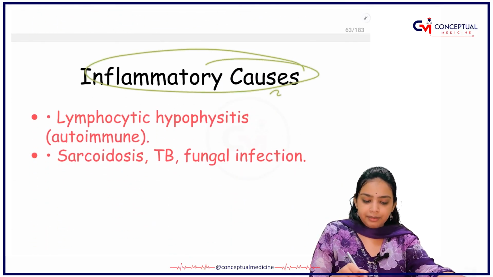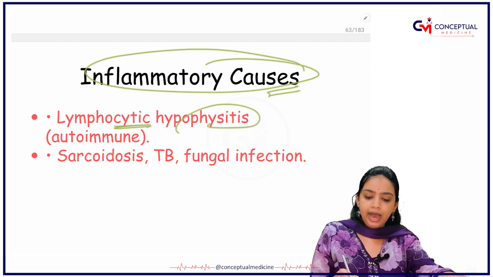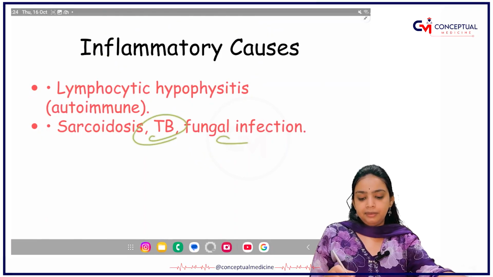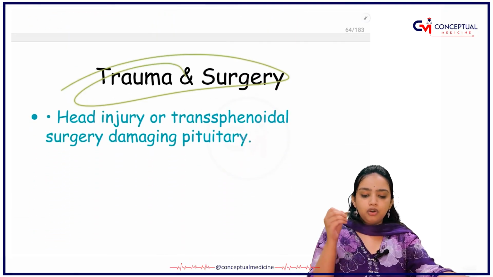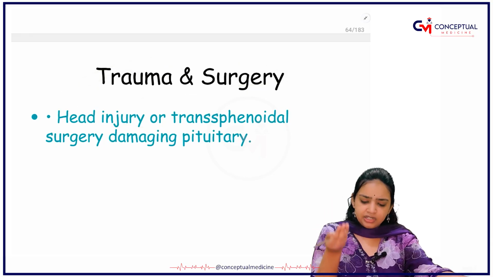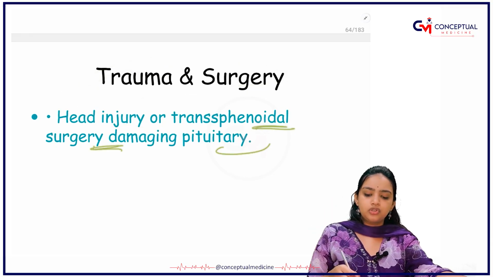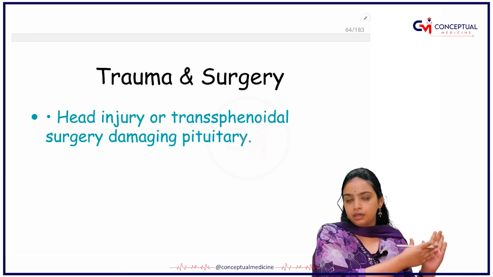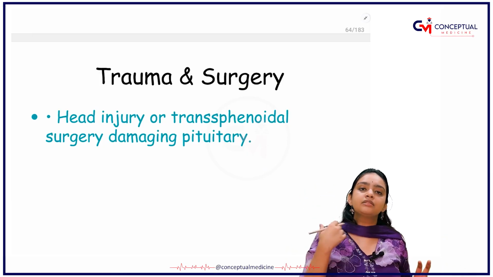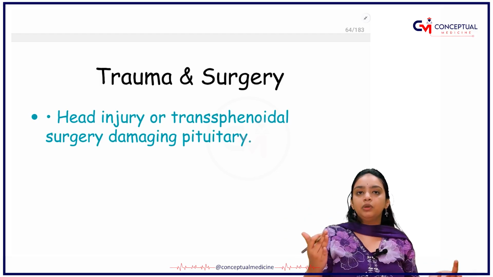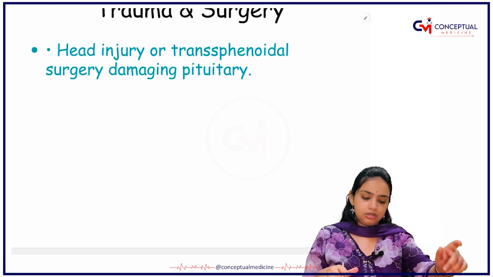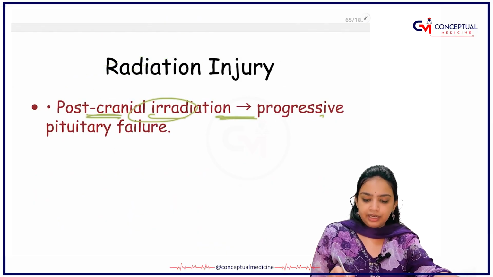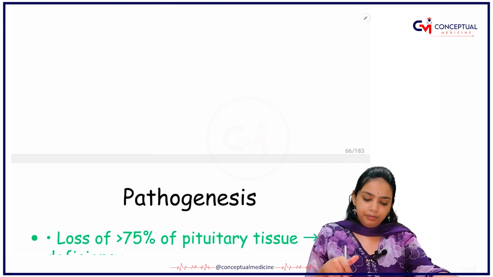If I talk about the inflammatory causes, there will be lymphocytic hypophysitis. Sarcoidosis can be a cause. There can be TB and fungal infection. In trauma and surgery, mainly head injury and transsphenoidal surgery damaging the pituitary. Maybe the person is undergoing transsphenoidal surgery and somehow they damage the pituitary gland, so the person can land up with this syndrome. There can be radiation injury, like postcranial irradiation, which progresses to pituitary failure.